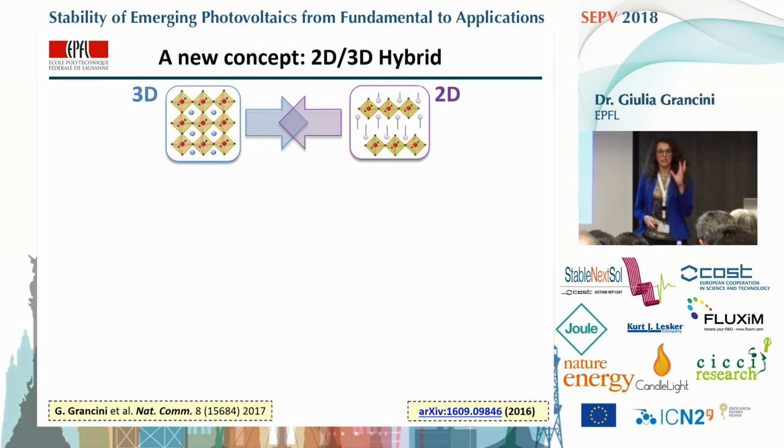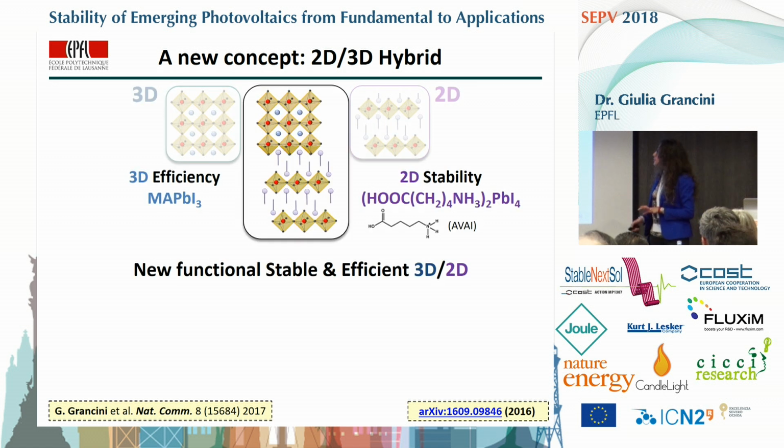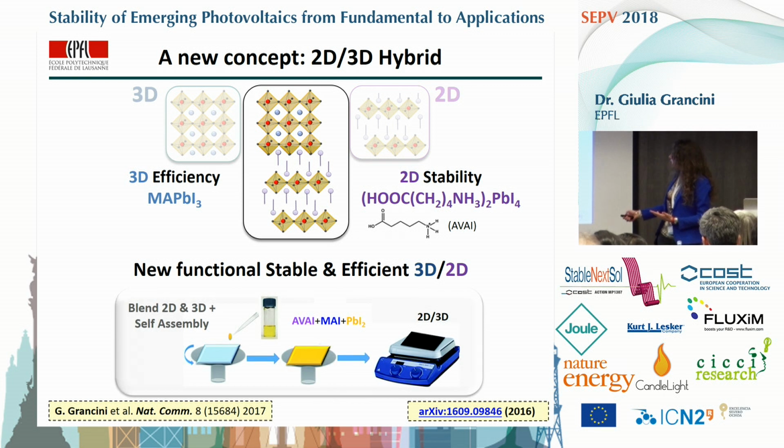Our approach was a little bit different. So the idea was to combine together these two different worlds, joining the 2D perovskite and the 3D perovskite together, in a synergic approach to take benefit from the enhanced efficiency of the 3D perovskite in terms of light absorption, charge transport, for instance, with the stability of the two-dimensional perovskite. So we used as three-dimensional perovskite the standard methyl ammonium lead iodide, and for the 2D perovskite an ammonium valeric acid-based materials, in order to get a new functional, stable, and efficient 3D/2D perovskite.